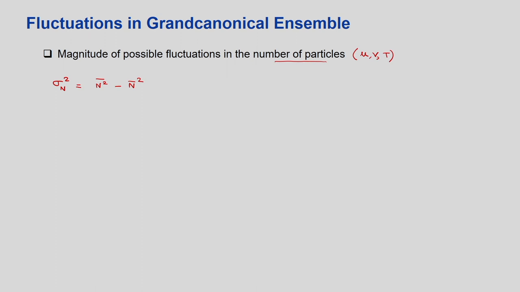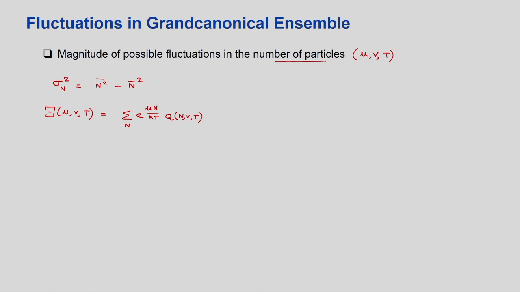Now if you recollect our partition function, Xi of mu, V, T is equal to the summation of e to the power of mu N by kT into e to the power of minus pV by kT, which I am writing here as the canonical partition function, that is Q of N, V, T. This we have seen as the definition of the partition function in the case of the grand canonical ensemble.